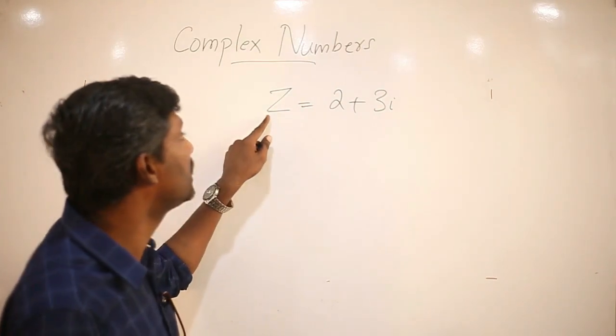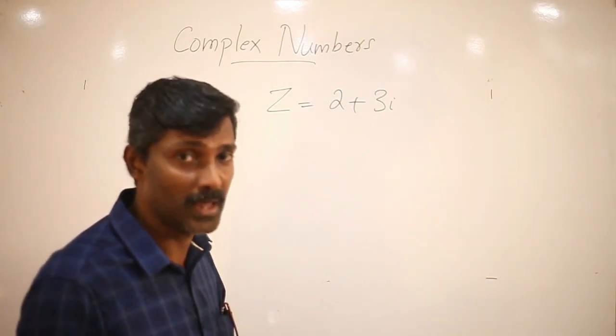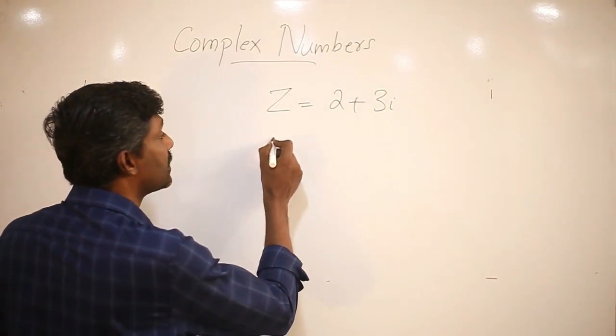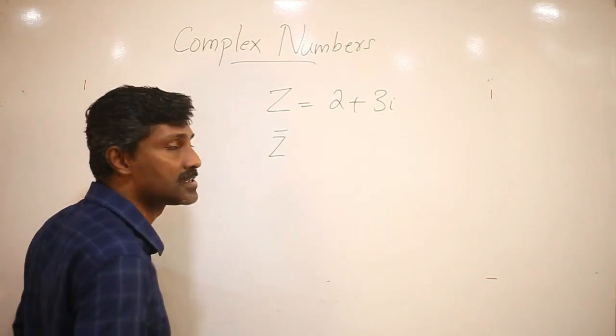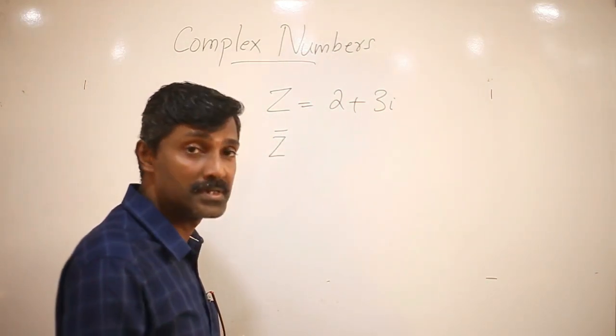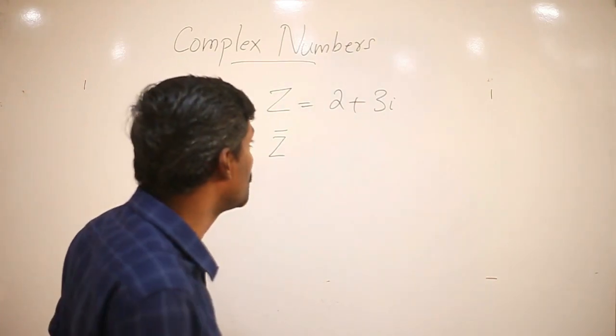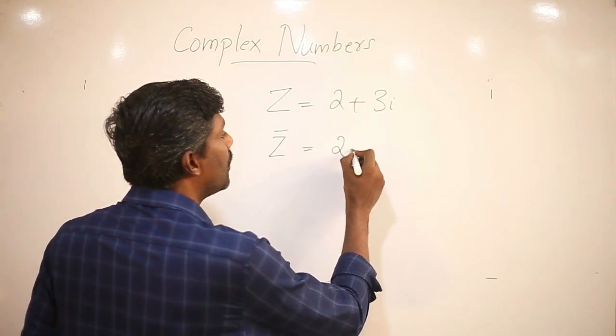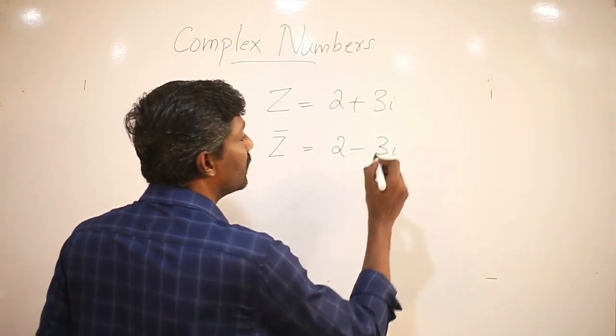Okay, so for every given complex number z equal to a plus ib, we have a conjugate which we represent as z bar. Just put a horizontal line over z and you get the conjugate of z. Now what do you mean by a conjugate? It is very simple. It is nothing but 2 minus 3i.